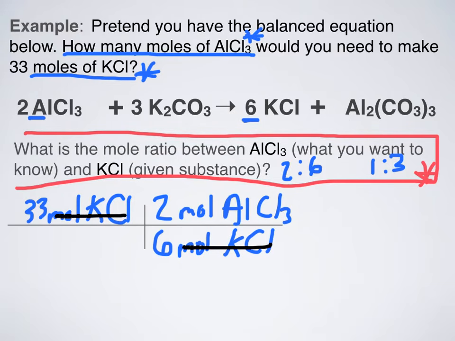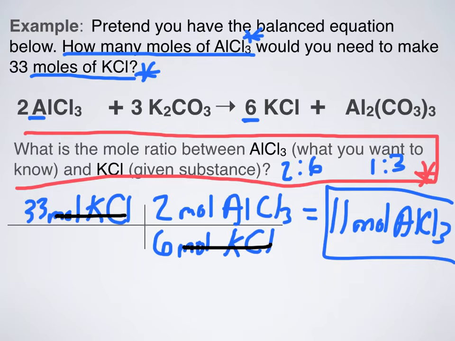So let's do this in our calculators. Or actually, you don't even need a calculator. 33 times 2 divided by 6 is 11. So I have 11 moles of AlCl3. Again, look at your ratio and look at your equation.